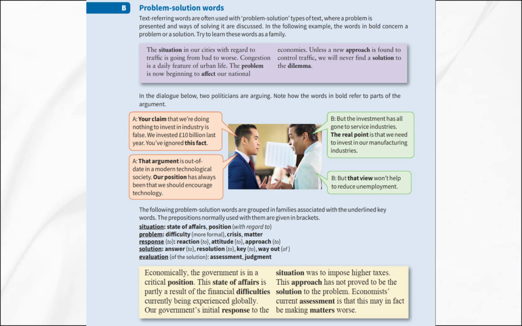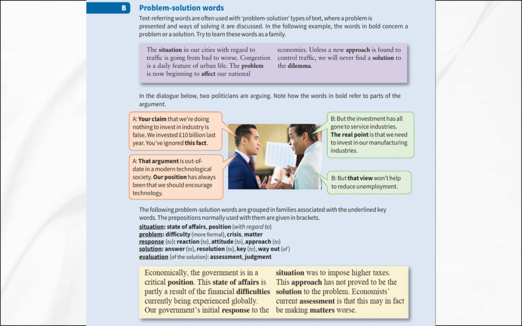Problem-solution words. Text-referring words are often used in problem-solution types of text, where a problem is presented and ways of solving it are discussed. In the following example, the words in bold concern a problem or a solution. Try to learn these words as a family. The situation in our cities with regard to traffic is going from bad to worse. Congestion is a daily feature of urban life. The problem is now beginning to affect our national economies. Unless a new approach is found to control traffic, we will never find a solution to the dilemma.